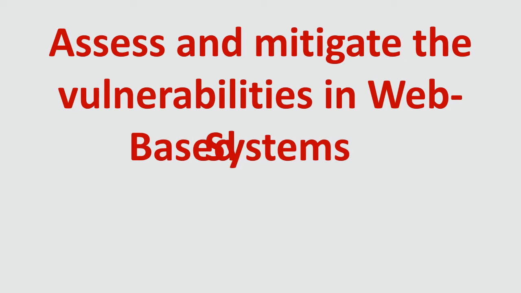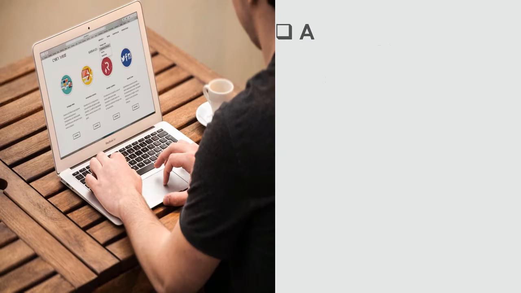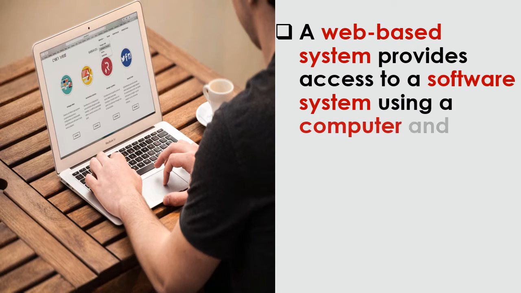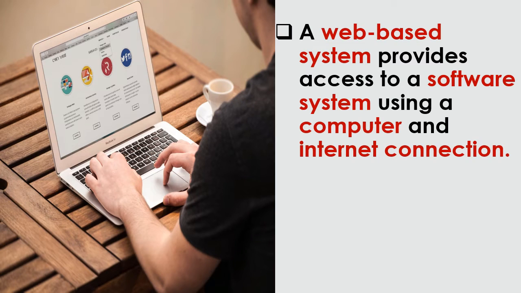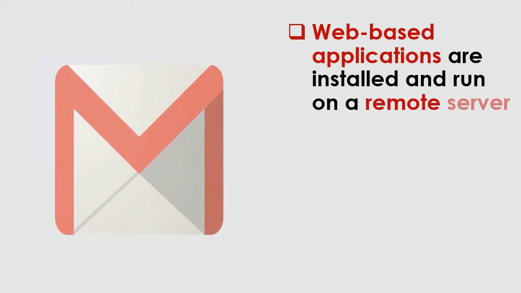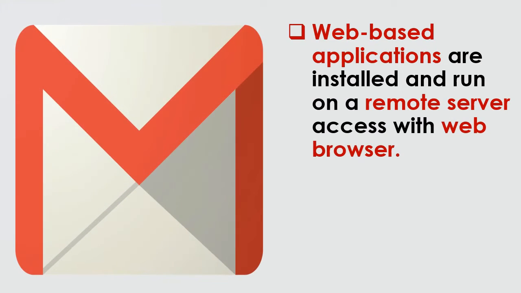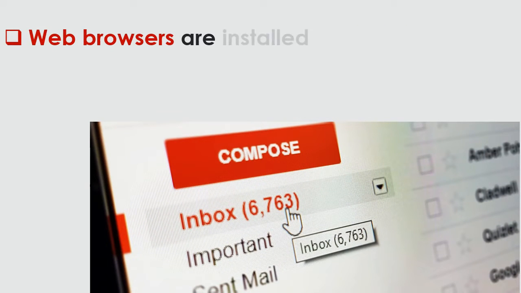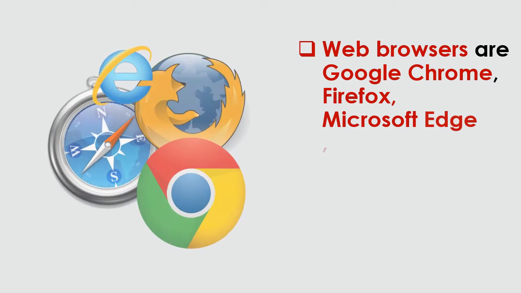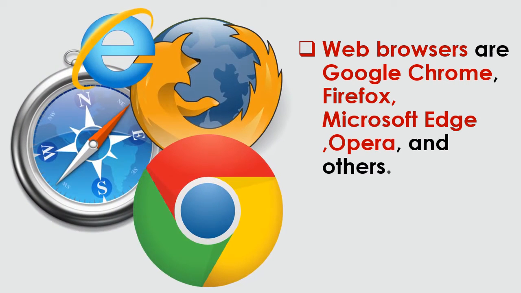Assess and mitigate the vulnerabilities in web-based systems. A web-based system provides access to a software system using a computer and internet connection. Web-based applications are installed and run on a remote server, accessed with a web browser. Web browsers are installed on a computer and allow access to websites. Web browsers are Google Chrome, Firefox, Microsoft Edge, Opera, and others.